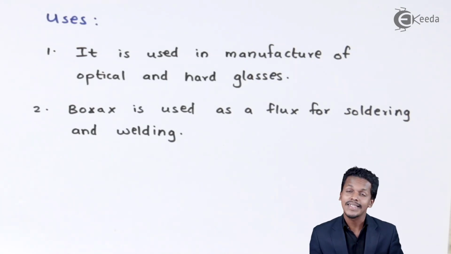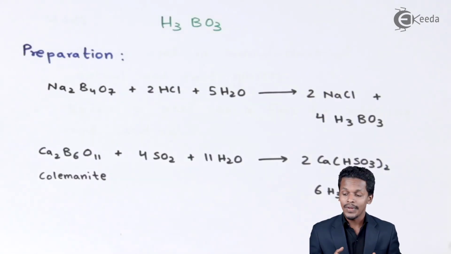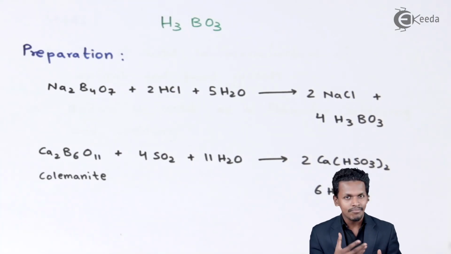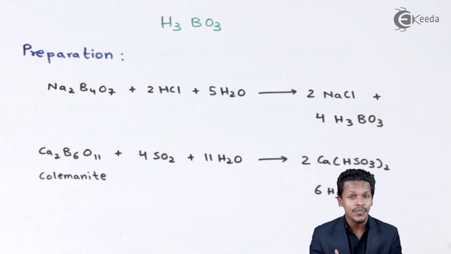Now let's move on to the second compound, that is orthoboric acid. Let us understand the different methods to prepare orthoboric acid. Starting with the first one, it can be prepared from borax. This reaction we did earlier, when borax was treated with H2SO4 and ethyl alcohol, in a test where we could determine whether boron is present or not.